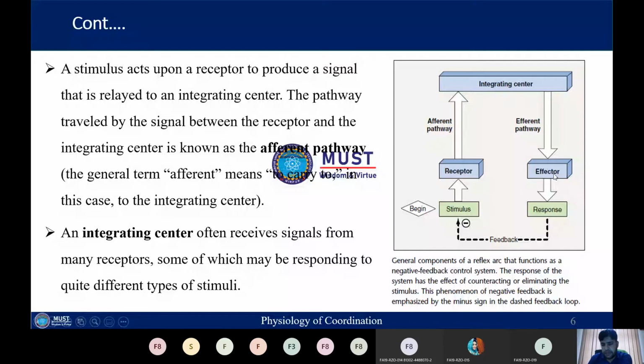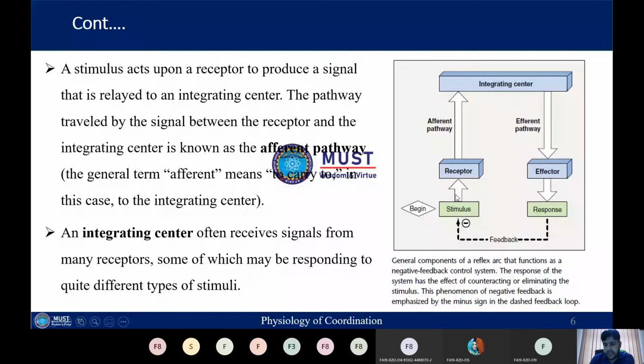So this pathway will be called the efferent pathway. This is the general component of a reflex arc. This whole pathway will be called the reflex arc. A reflex arc basically starts from a stimulus and ultimately ends in a response. So this is basically a reflex arc.